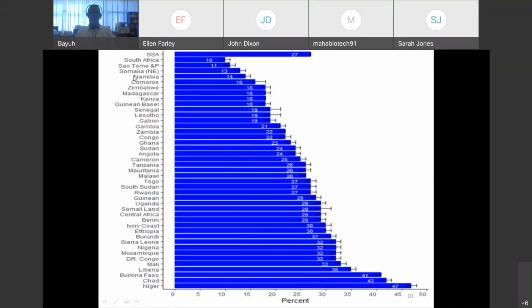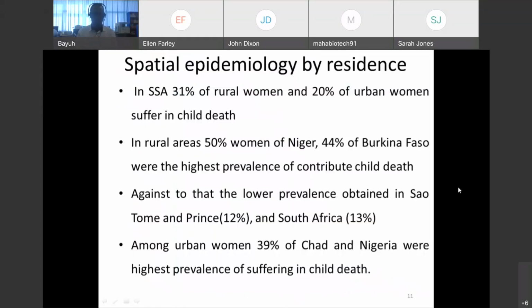And the lowest prevalence of mothers who suffer a child death is found in South Africa, Sao Tome and Principe, and Somalia. In those areas, out of 10 mothers, only one suffered a child death.